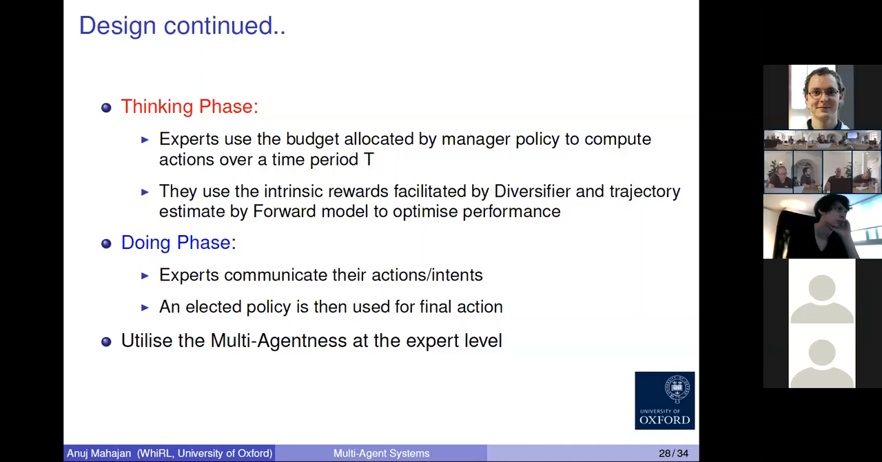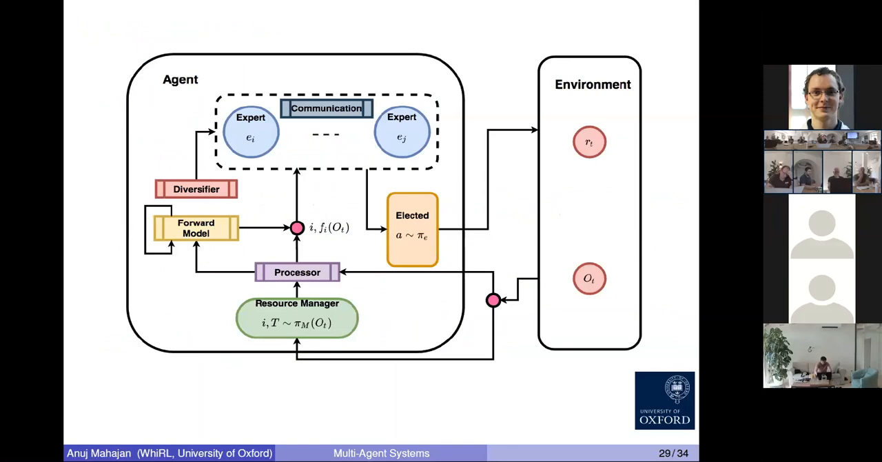They also use intrinsic rewards, which are facilitated by the diversifier and the trajectory estimates of the forward model, to optimize their performance. Once the thinking phase is finished, we go to the doing phase, in which the experts communicate their actions or intents, and the elected policy then chooses one particular action to act out. As you might have noticed, we are utilizing the multi-agentness at the expert level here. And of course, that means that we can use many of the existing algorithms which have been found to test out how these different components work together, and use those algorithms to train the modules which I've listed here.